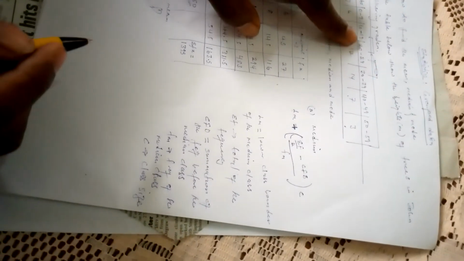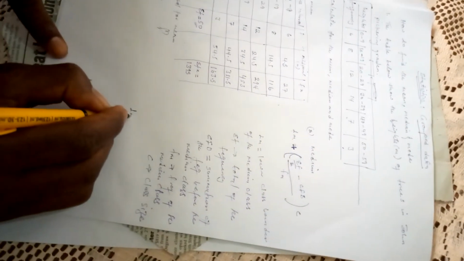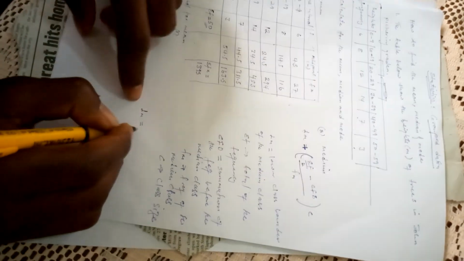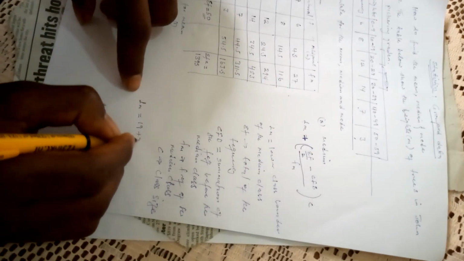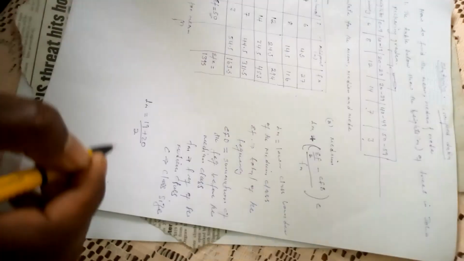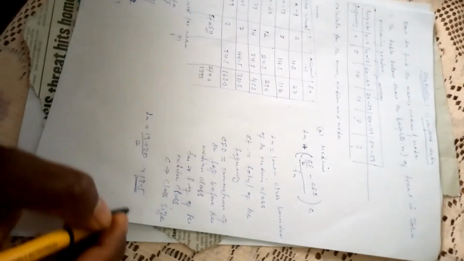So the same thing here. We will just take half of this. We take the midpoint of that, that is, when we add these two. That is LM, that is the lower class boundary. So we will add 19 plus 20 and divide it by 2, and that will give us 19.5 as the lower class boundary of the median class.